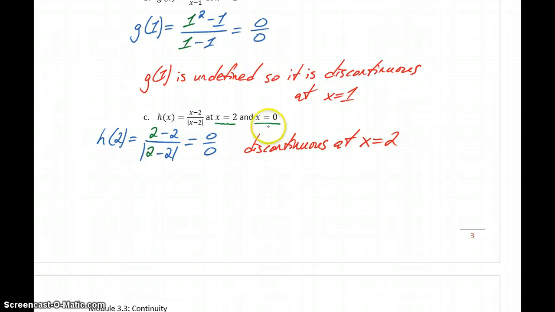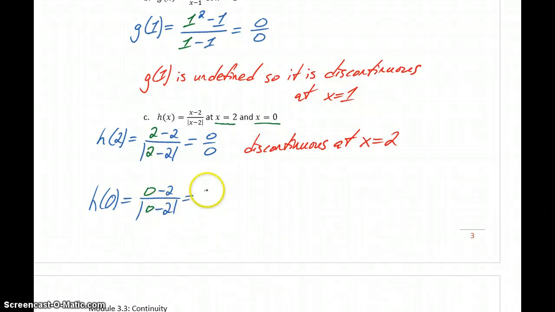Now we want to consider what's happening at x equals 0. We can start off by looking at our function value. H of 0 is going to give us 0 minus 2 over the absolute value of 0 minus 2, which will give us negative 2 over the absolute value of negative 2, or negative 2 over 2, which is negative 1.